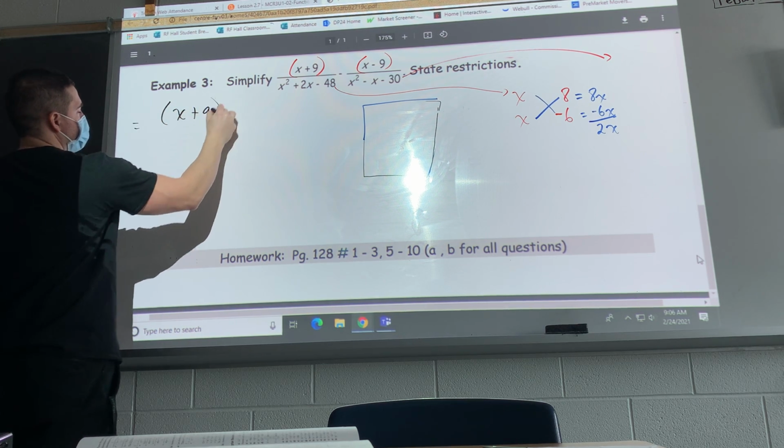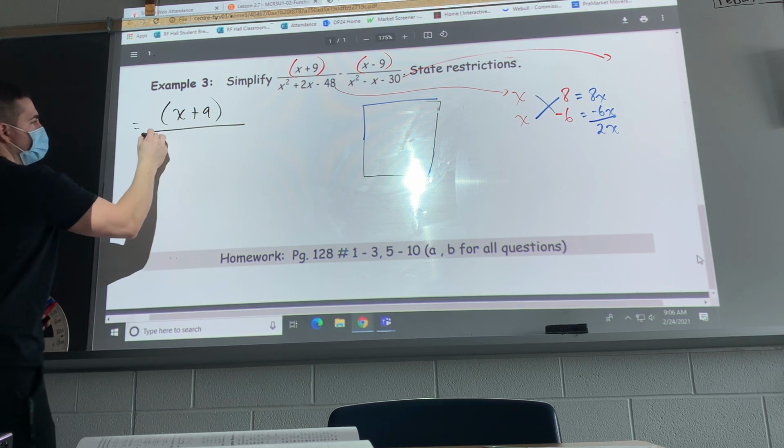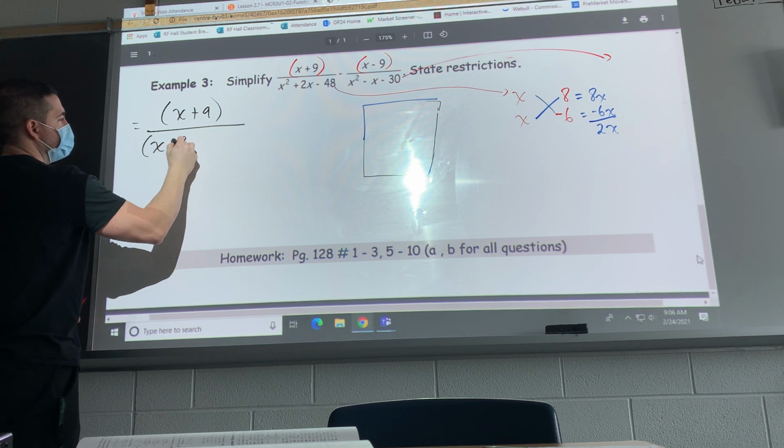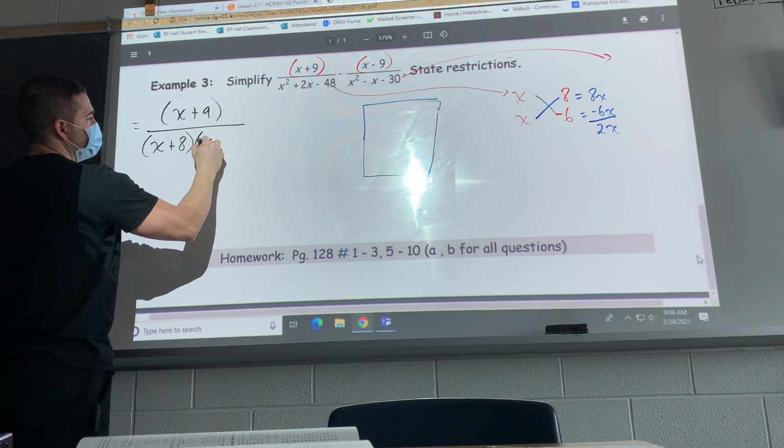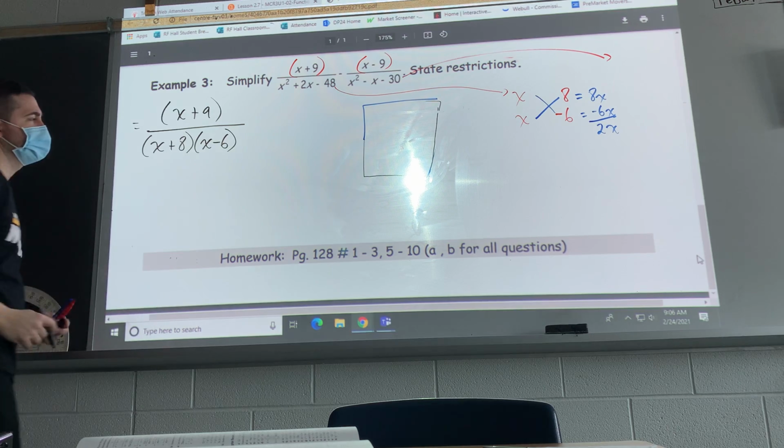So again, we're factoring the denominator. So we get x plus 8 and x minus 6.